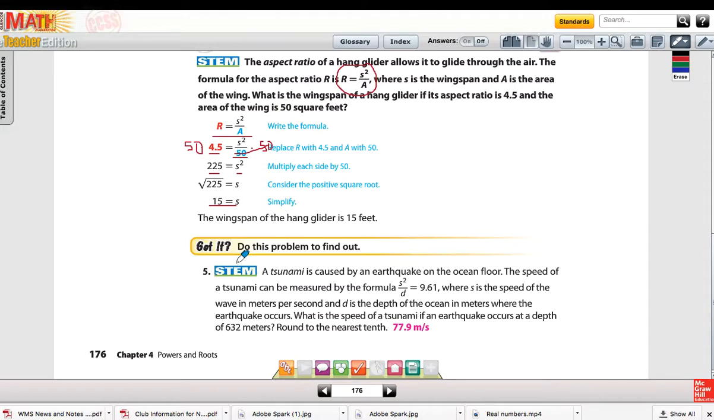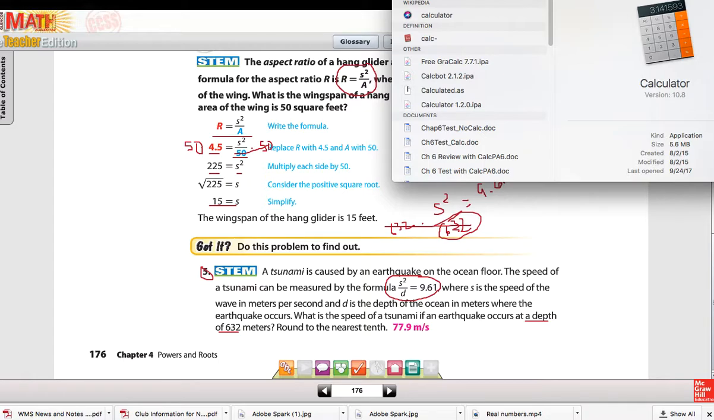Okay, so let's take a look at number 5. Again, you start with the formula here, and then you substitute the number in. So we have a depth of 632 meters. I would write that as s squared over 632 equals 9.61. I can't just take the square root of both sides. I have to get rid of the 632 first. So I'd multiply both sides by 632, and that causes the 632 to cancel on the left. And I'm just going to take 632 times 9.61 on the right.